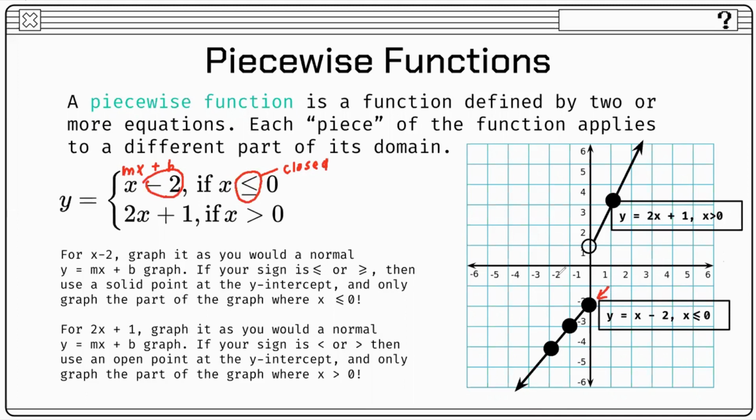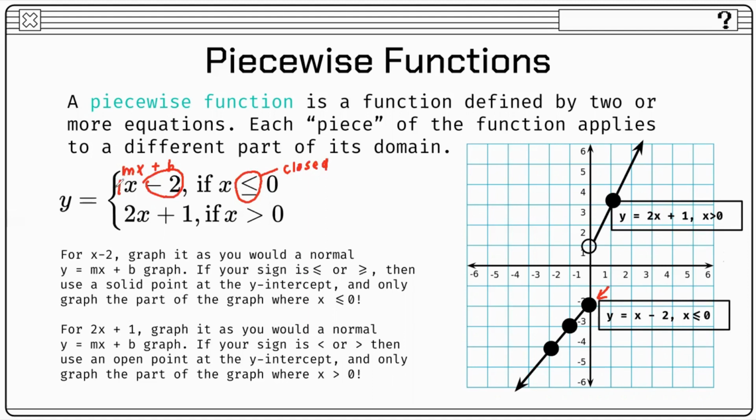And from there, you want to look at your actual domain and also the slope of your linear equation. Your domain is x is less than or equal to 0. This means that you only want to graph the part of your line where x is negative. So in this case, you're going to graph the part of your line that is to the left of your y-intercept. Your slope here is +1.